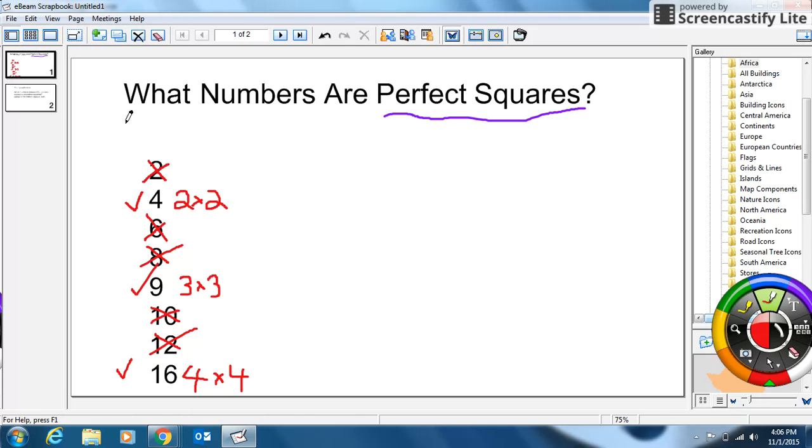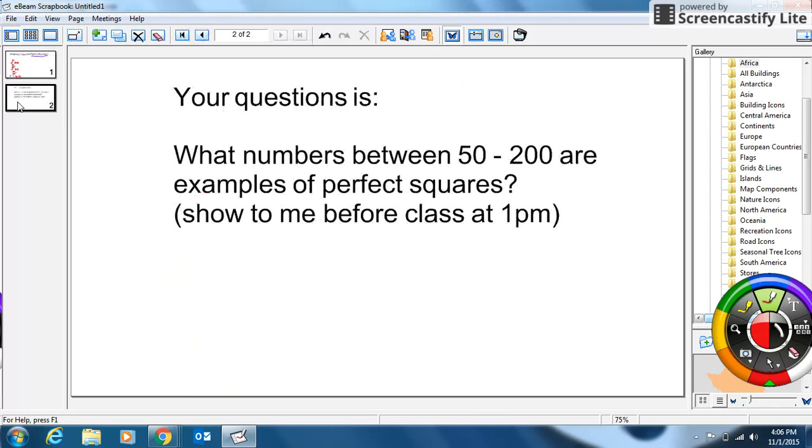What I'm going to leave you with is one question. Your question is, what numbers between 50 and 200 are examples of perfect squares? Show to me before class at 1 p.m. Here's the deal, folks. This is actually your assessment focus question. If you hand me the answers on a piece of paper and it's correct tomorrow, you'll get your 12 out of 12 on your assessment focus, and you can spend all of math tomorrow on Mathletics.